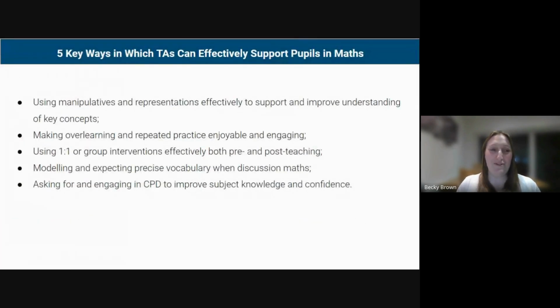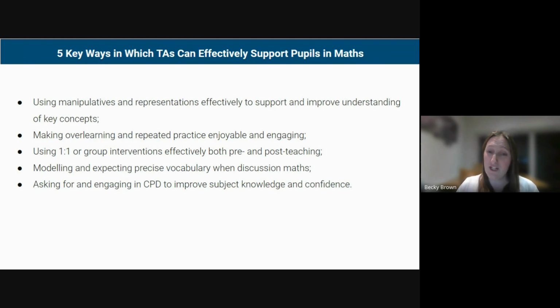So narrowing it down to 5 was difficult, but I have. So just 5 key ways in which you can support specifically in maths. We could do a whole session on each of these, and when you fill in your feedback form at the end, it might be that you would like to have a session in the future specifically on one of these. But these are the things that we're going to talk about in a bit more detail today.